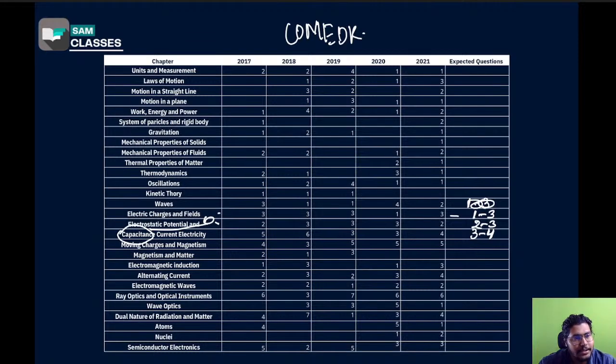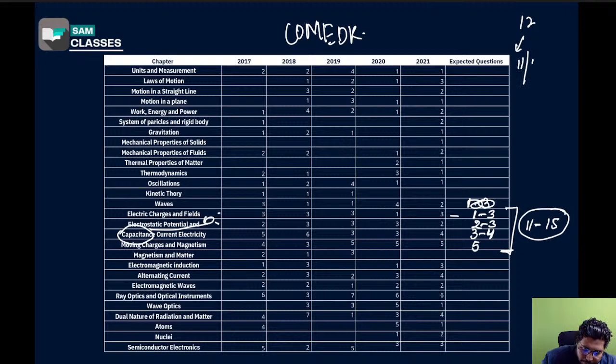Next, moving charge and magnetism. If you see moving charge and magnetism, 17 we have 4, 18 3, 19 5, 21 5. If you see the last 3 years data, it is telling that next year again we'll have a 5. So we can go for a perfect 5. So first 4 chapters, what is the minimum and the maximum? 5, 3, 8 to 10 and 11. And here 5, 4, 9 and 6, 15. So if you're doing the first 4 chapters of 12th, you are getting between 11 to 15.